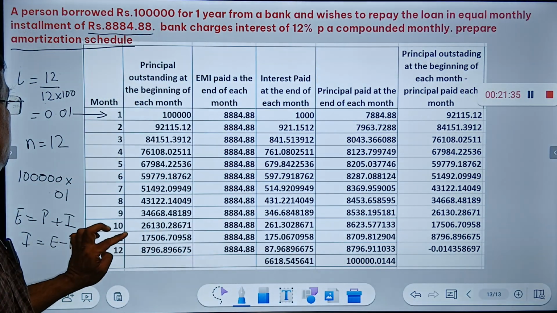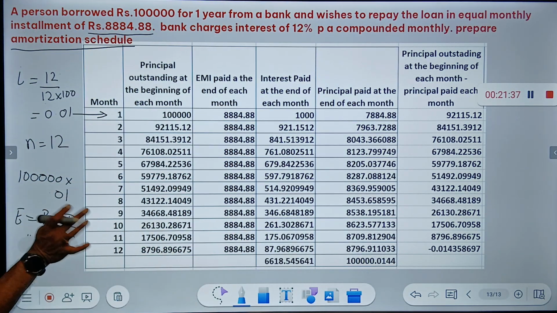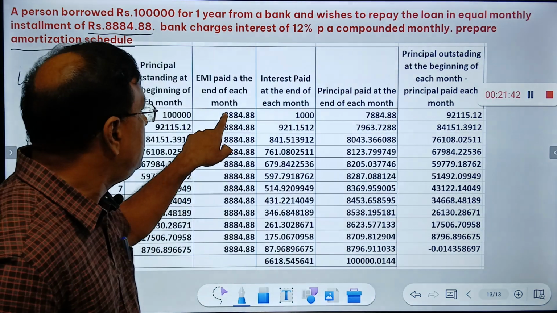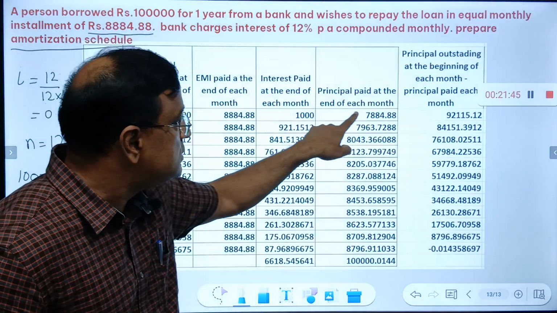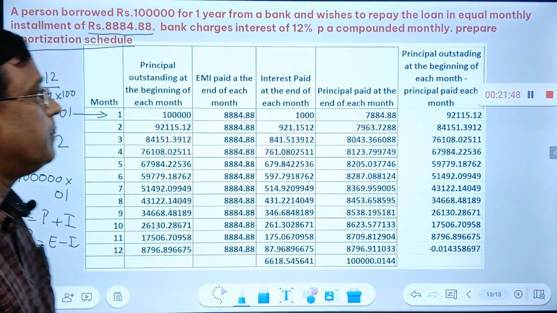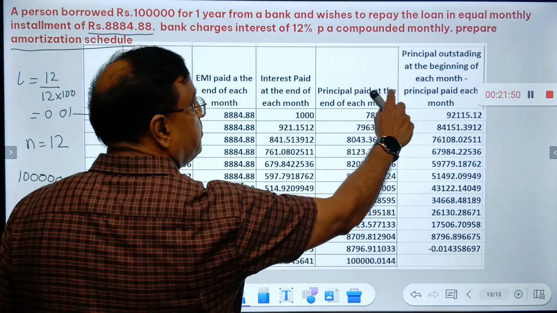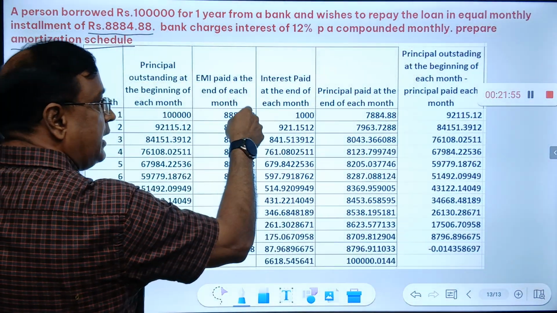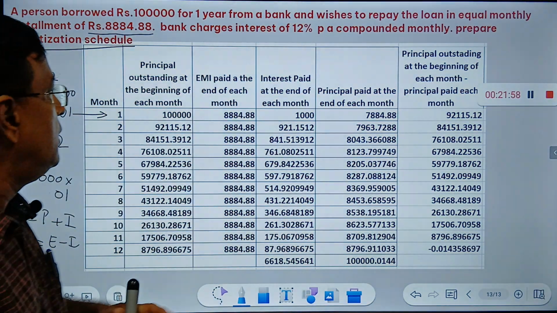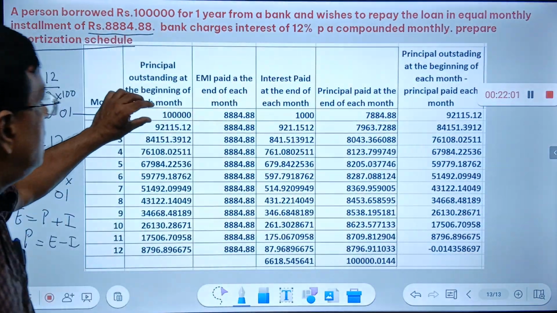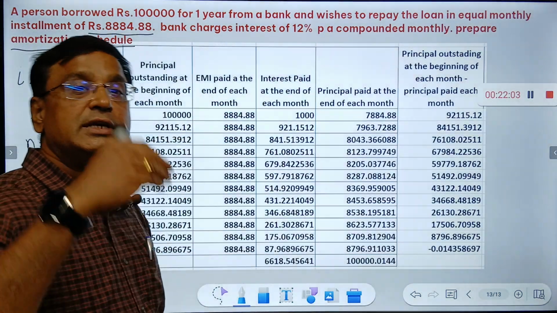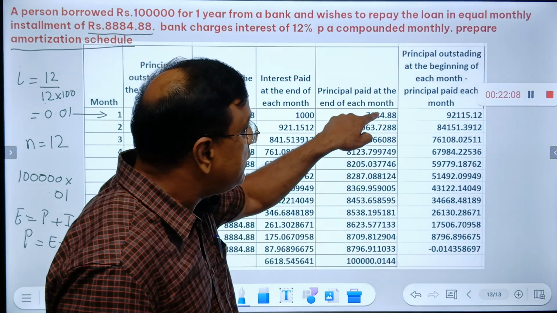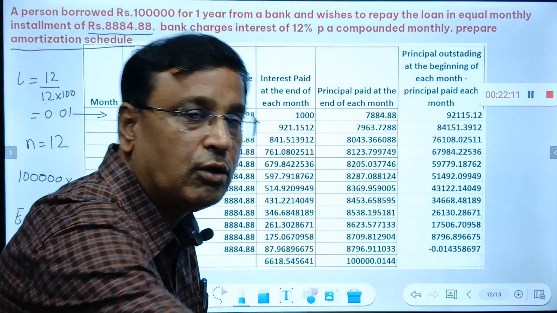So what is the principal paid? Principal is EMI minus interest. EMI minus 1,000 is 7,884. Correct? This is the principal paid. Even though you pay 8,884.88, you are not paying the entire thing toward the loan. You are paying 1,000 rupees as interest. Only 7,884 has fallen into your principal account.